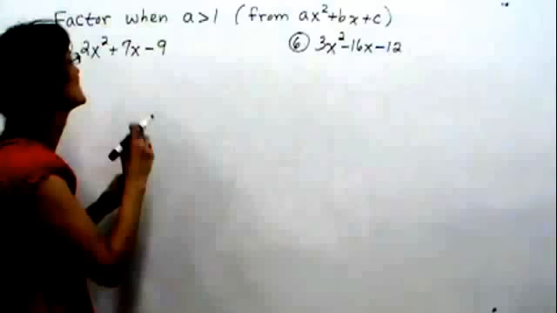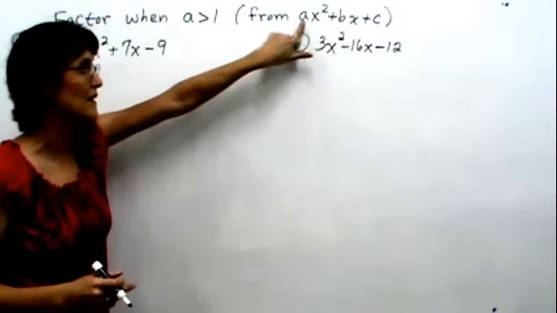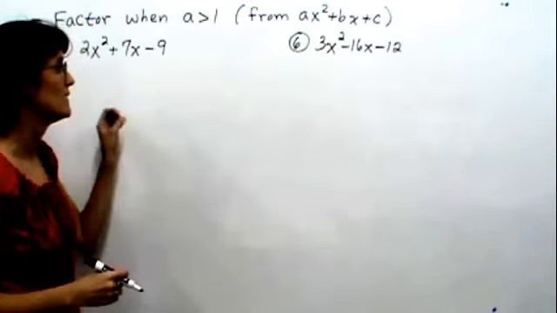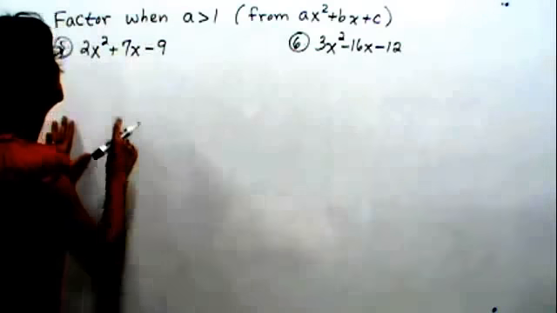So we're back. Number 5 and 6. Our next one's factoring when a is greater than 1. That means this a right here. So 2 is greater than 1 and 3 is greater than 1. So these are great examples. Okay? Alright, here we go.